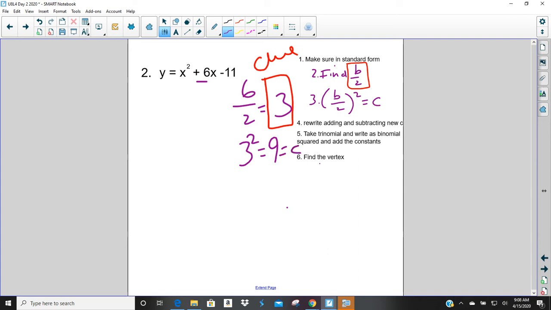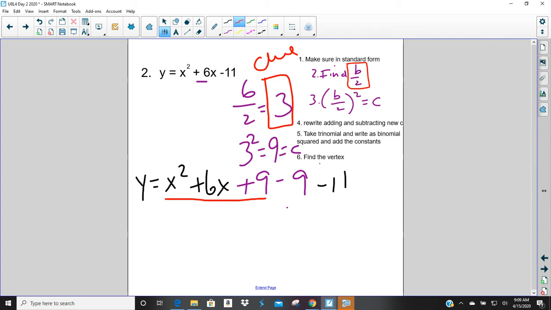I'm going to rewrite by adding and subtracting the new c term. So I'm going to write it with my original problem, y equals x squared plus 6x. I'm now going to add my new c term and subtract my new c term. And I'm going to then write the old c term down. So everything in black is for my original problem, and my purple is now the new c term added and subtracted, because again, I can't just add it, I have to also subtract. Now I can quickly see in step 5 that this is a perfect square trinomial.